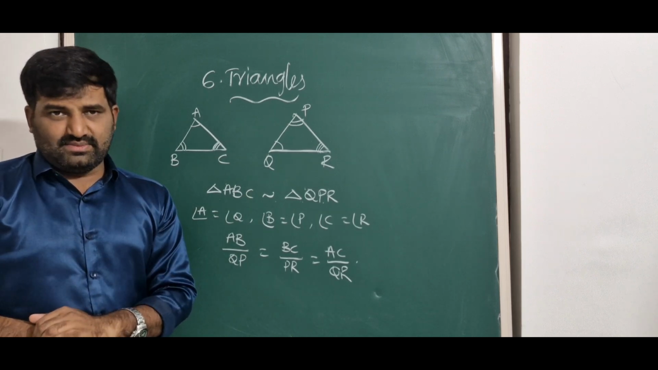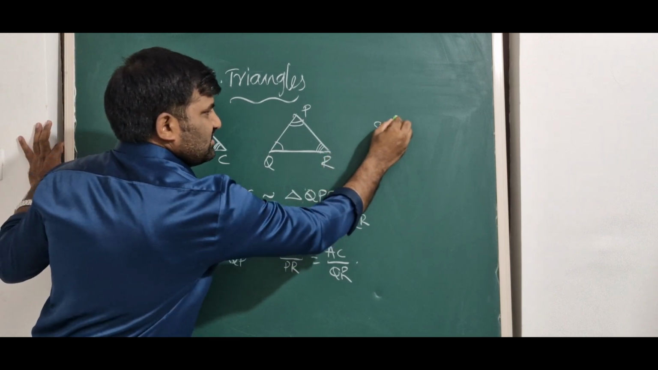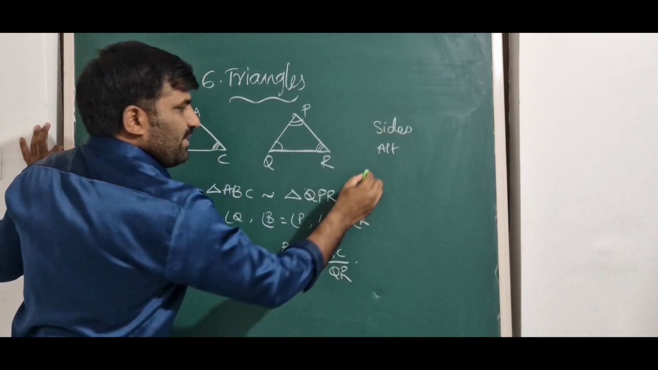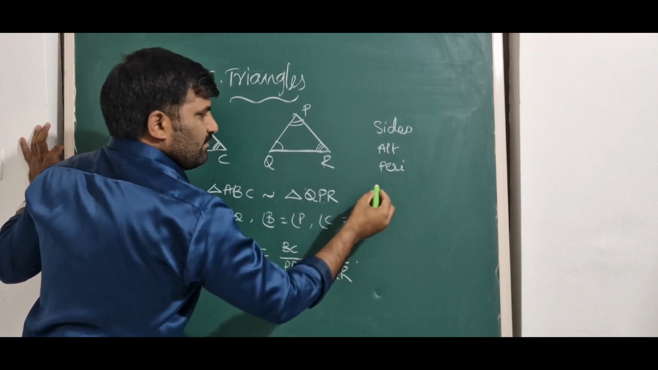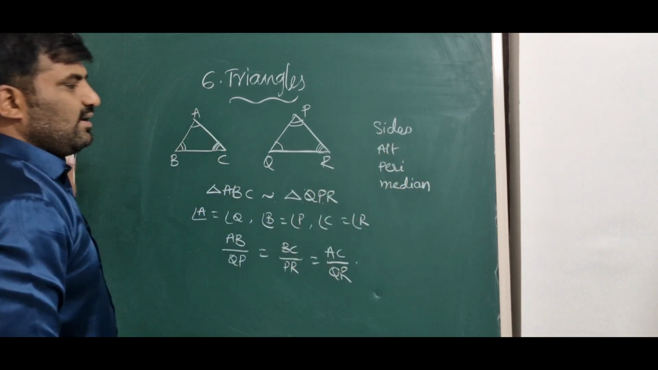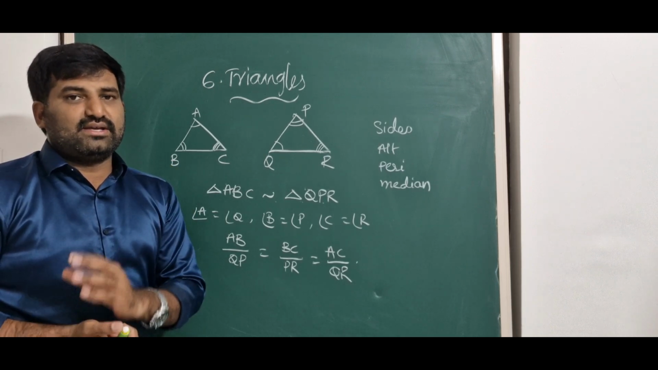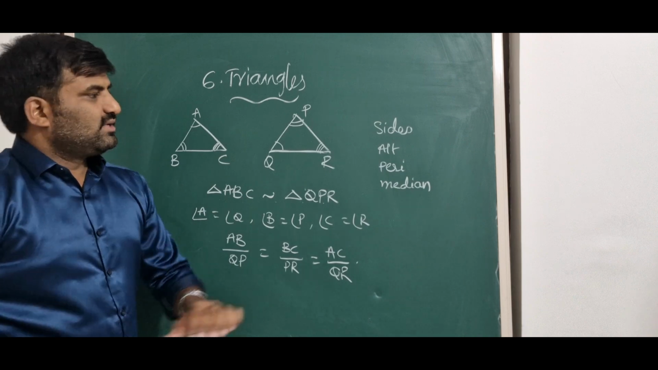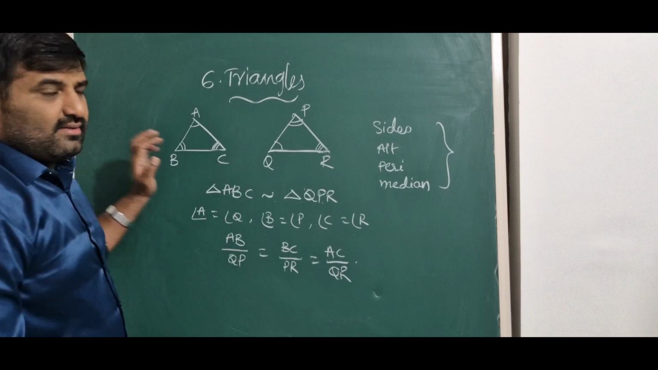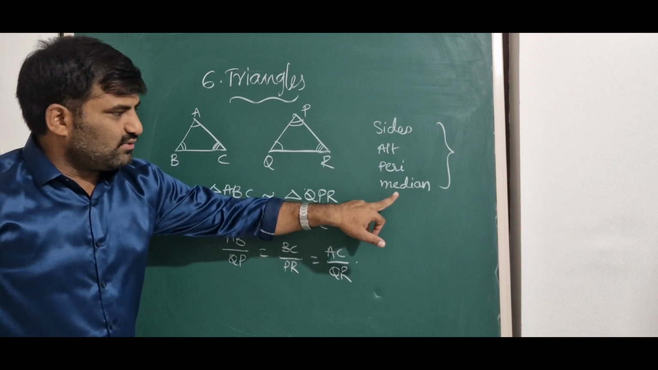So when two triangles are similar, their sides are in the same ratio, altitudes are in the same ratio, perimeters are in the same ratio, and medians are also in the same ratio. This relationship you should know. The areas concept is deleted. Area ratio is equal to the side ratio whole squared, but that's not required now. But you should remember this: when two triangles are similar, their sides ratio is equal to the altitudes ratio, equal to the perimeters ratio, equal to the medians ratio.